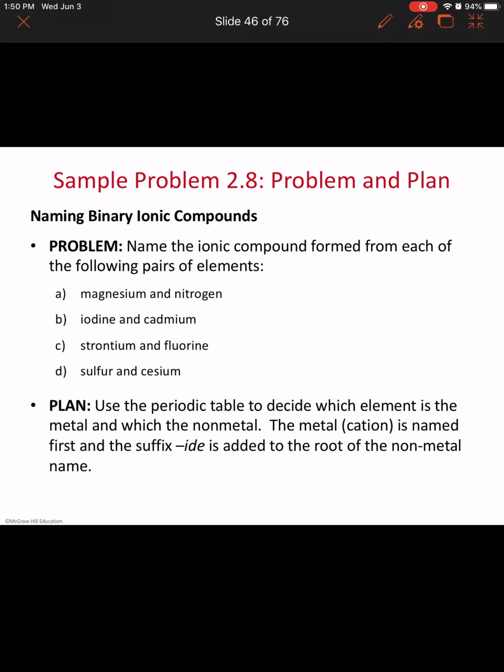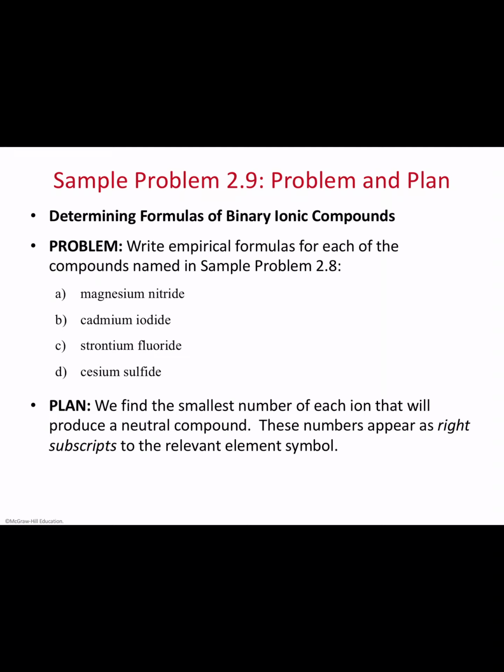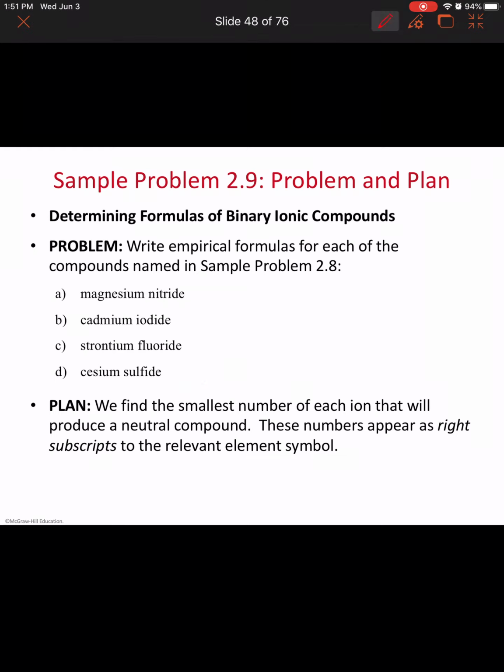And between sulfur and cesium, you figure out which one is the metal. Cesium is the metal and sulfur is the non-metal. So it would be cesium sulfide. Okay, that's how you name them. Magnesium nitride, cadmium iodide, strontium fluoride, cesium sulfide. And then it's asking the next question. Write the empirical formula for each of the compounds named in sample problem 2.8. So you name the compounds first and now you want to write the formula. Let's see how we can write the formula.